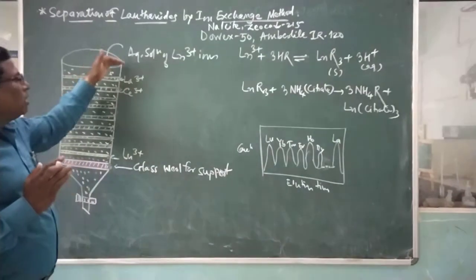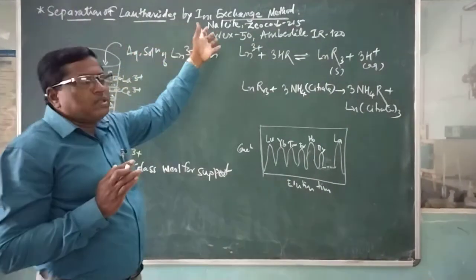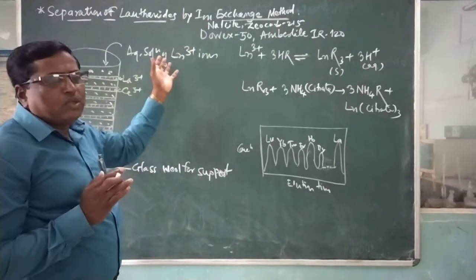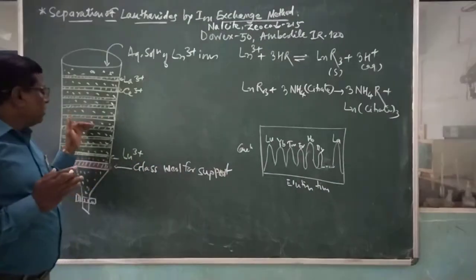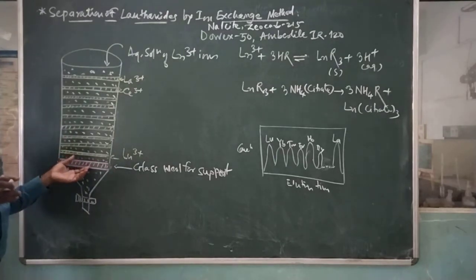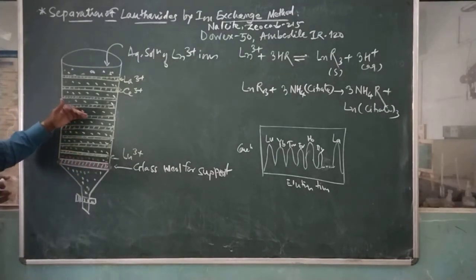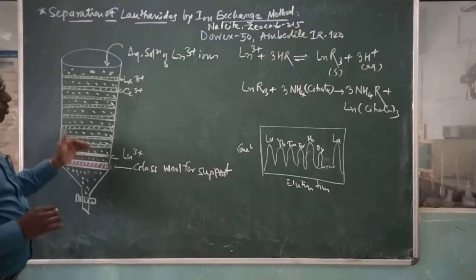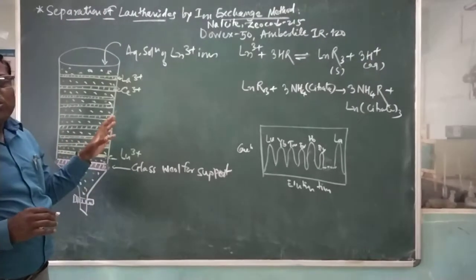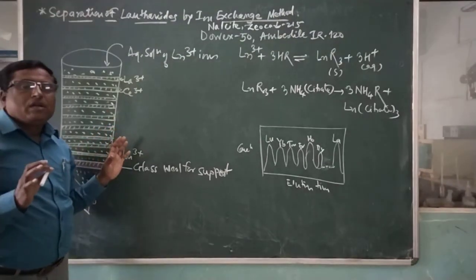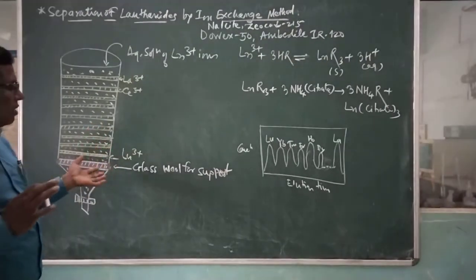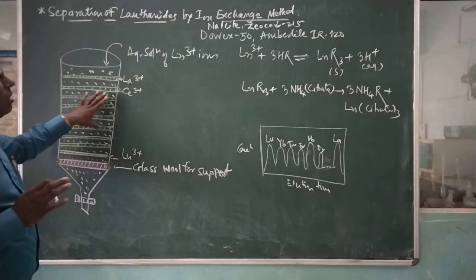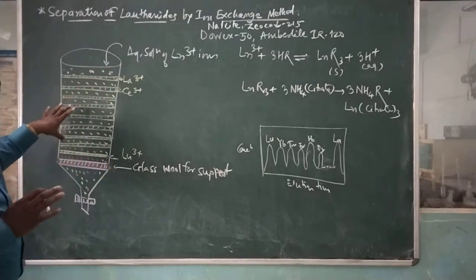And how can the column be prepared? These organic polymers are water insoluble. They can be wetted with water and filled in the burette. A support for this organic polymer is taken, called wool, glass wool. Glass wool is not soluble in different types of acids. Hence, glass wool is useful as support for the organic polymers.